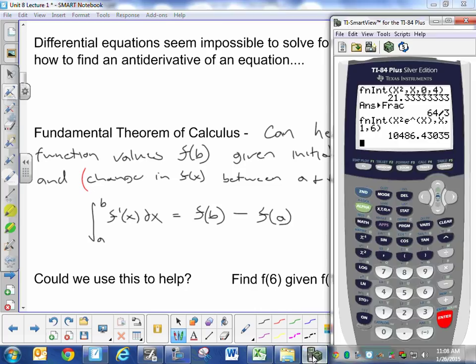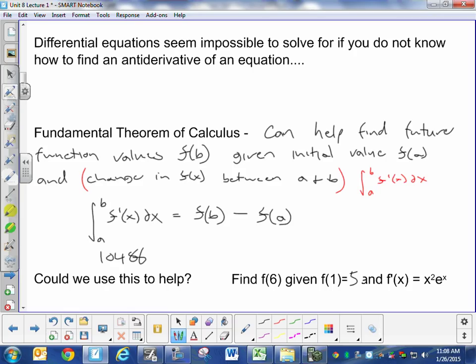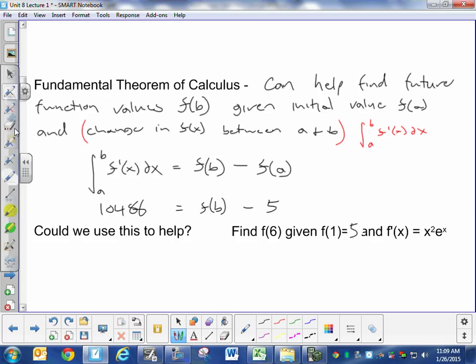And what else do I know? f of 1 is 5. I can use this to help me find f of b. Simply add f of a to both sides. And we develop this application of the fundamental theorem of calculus formula that states that a future function value that we don't know is equal to an initial function value that we do know plus the change in my function, which is the area under f prime from a to b.